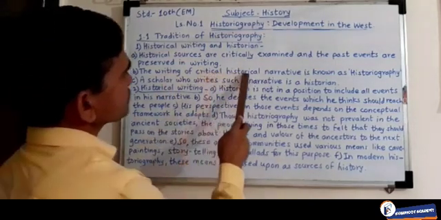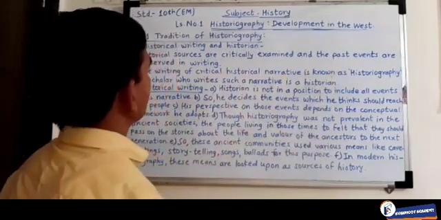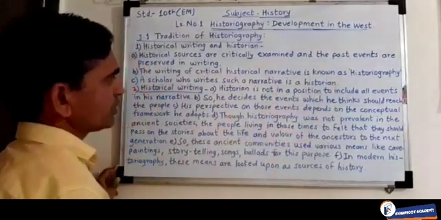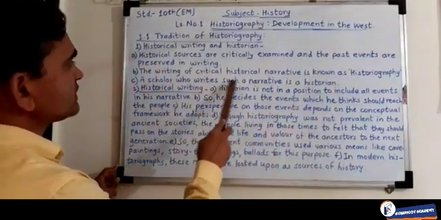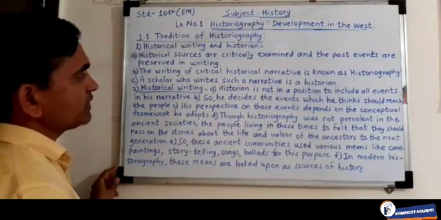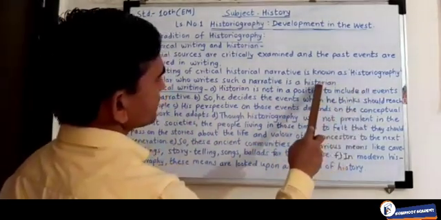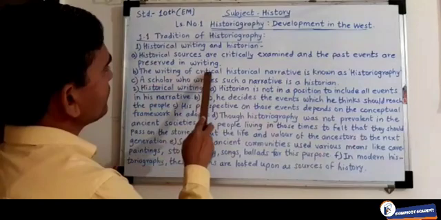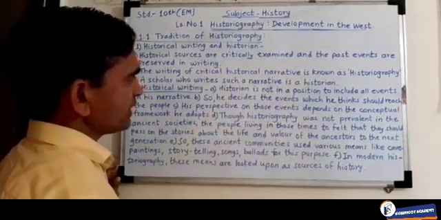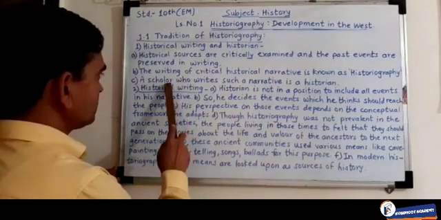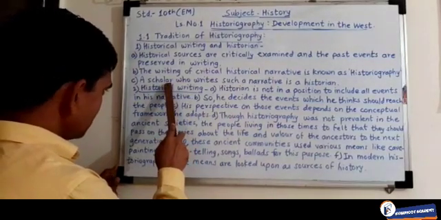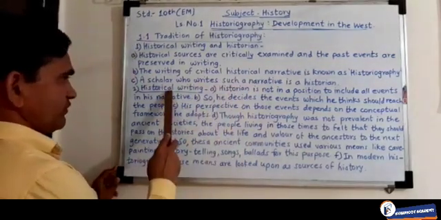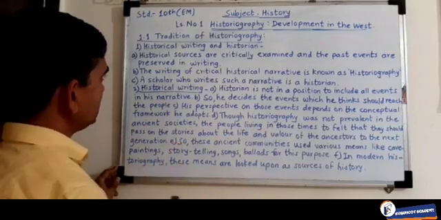The writing of critical historical narrative is known as historiography. A scholar who writes such a narrative is a historian. So here you will find the definition of historiography, and the second definition, historian. What is the definition of historiography? The writing of critical historical narrative is known as historiography. And a scholar means an intellectual person, or an expert, who writes such a narrative is a historian.